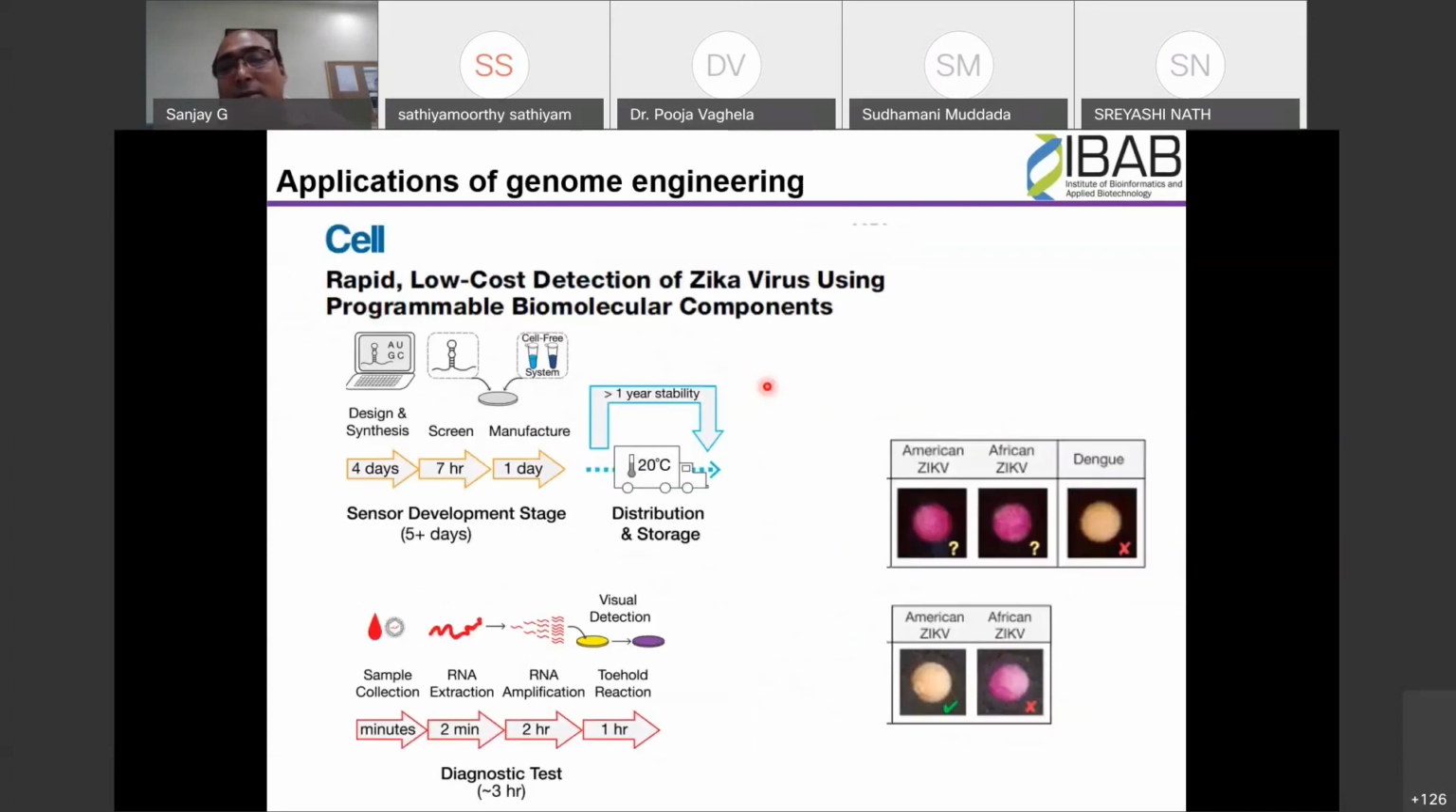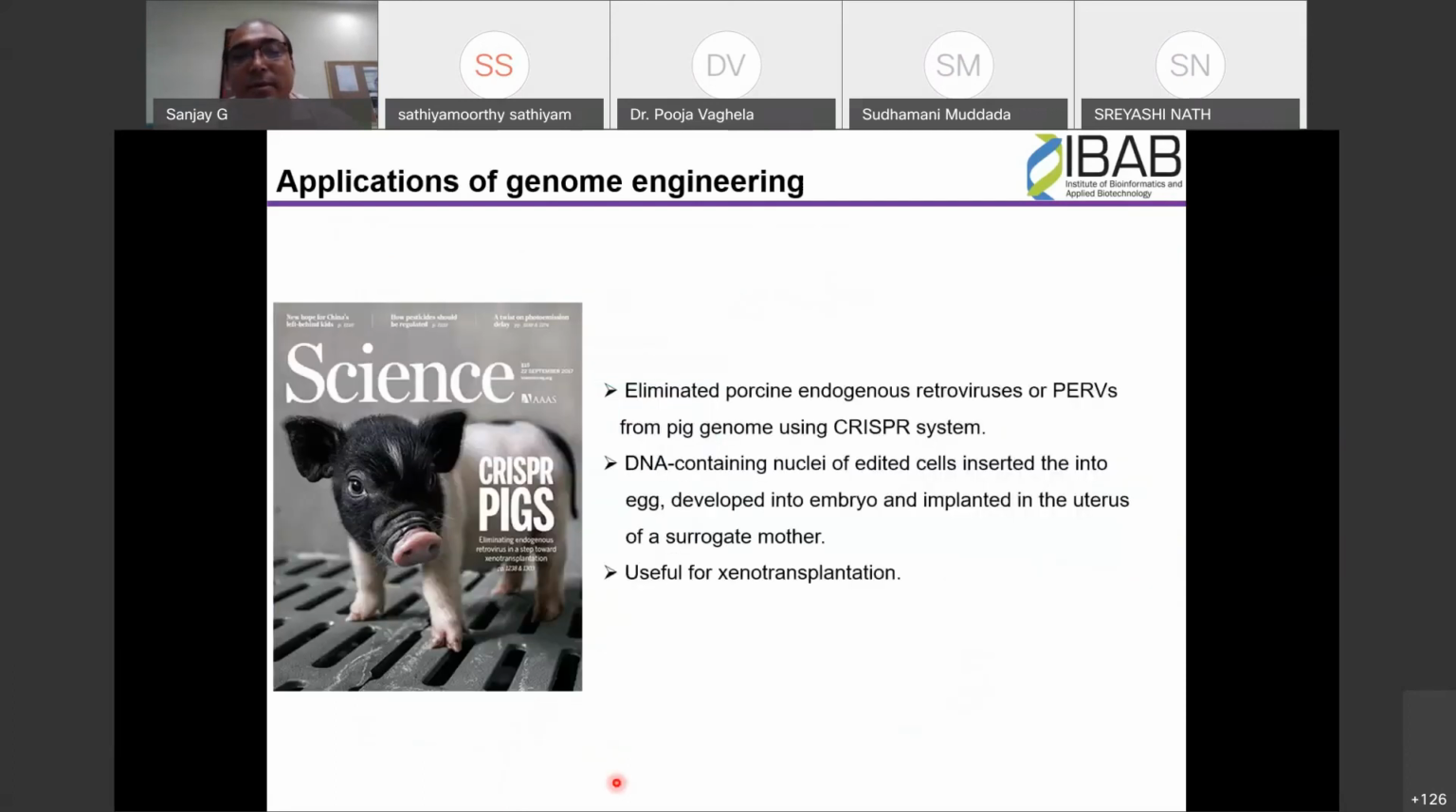We can use these tools for diagnostic purposes, where we can distinguish between dengue and Zika, for example, and it is done at room temperature and very fast. So these are all published papers. One can make genome-modified pigs. Why? Because pigs can be used in future for organ donation. So we need to have the genome of pigs which does not contain virus. So now virus-free pigs have been generated.